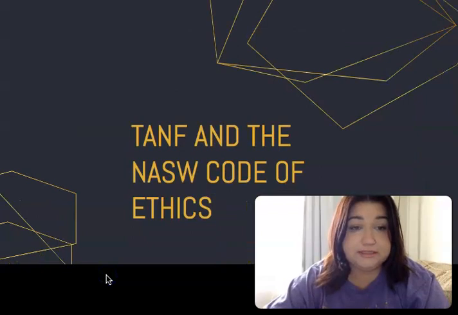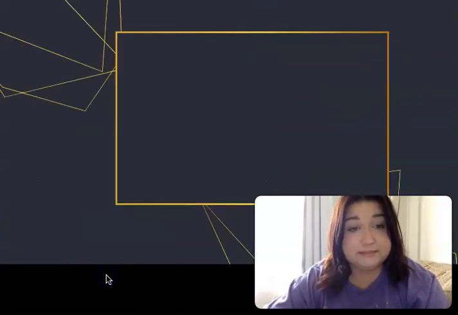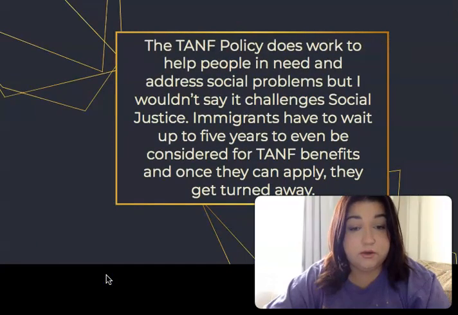Alrighty. Temporary assistance for needy families and the NASW Code of Ethics. So, the Temporary Assistance for Needy Families policy does work to help people in need and address social problems, but I wouldn't say it challenges social justice. The reason for that being, immigrants have to wait up to 5 years to even be considered for the benefits, and once they can apply, they can still be turned away.